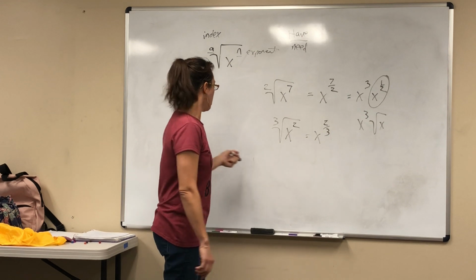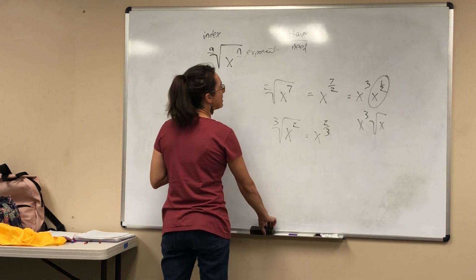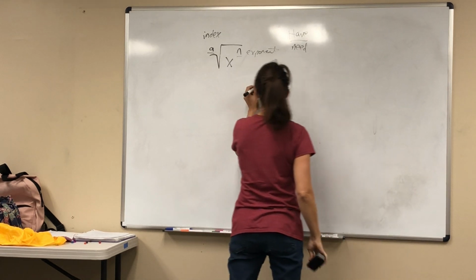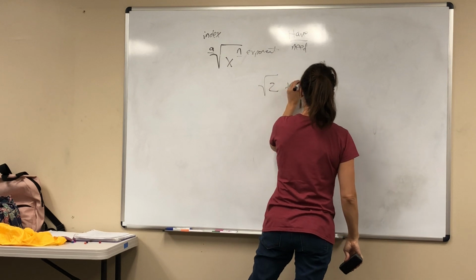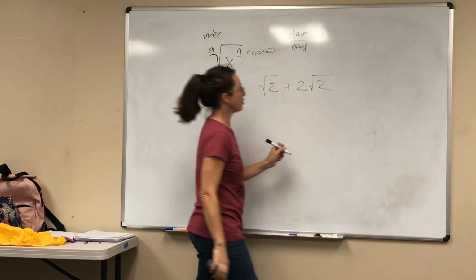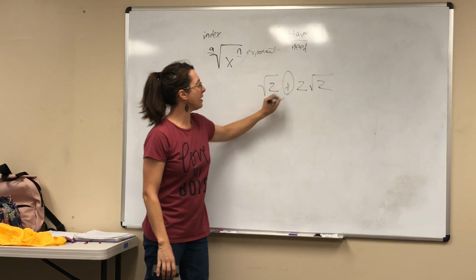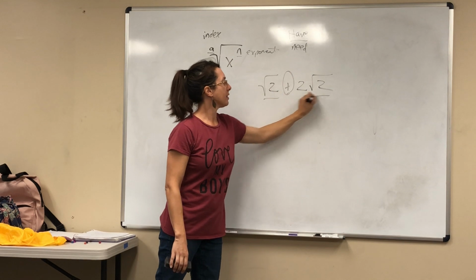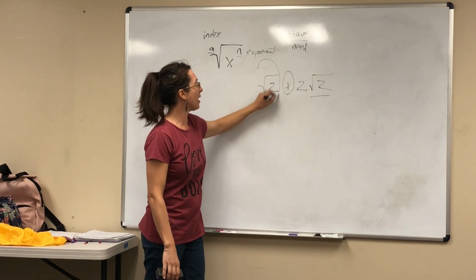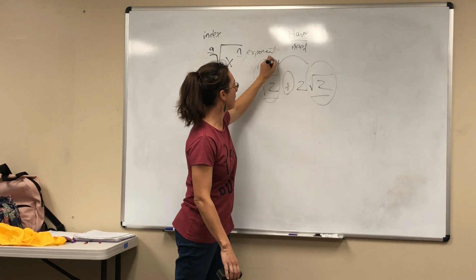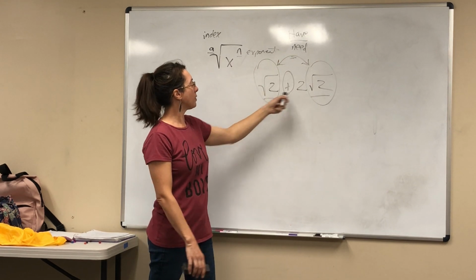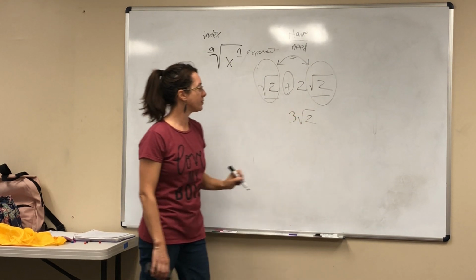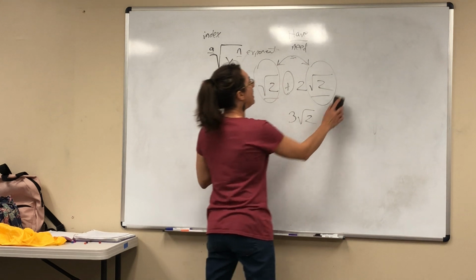Now, what we were learning this last week, we were learning that if we have the square root of 2 plus 2 square root of 2, when we are adding roots, what do we need? Our entire radical has to be exactly the same, correct? So can I add these two? Yeah. So I'd have 3 square roots of 2, right?